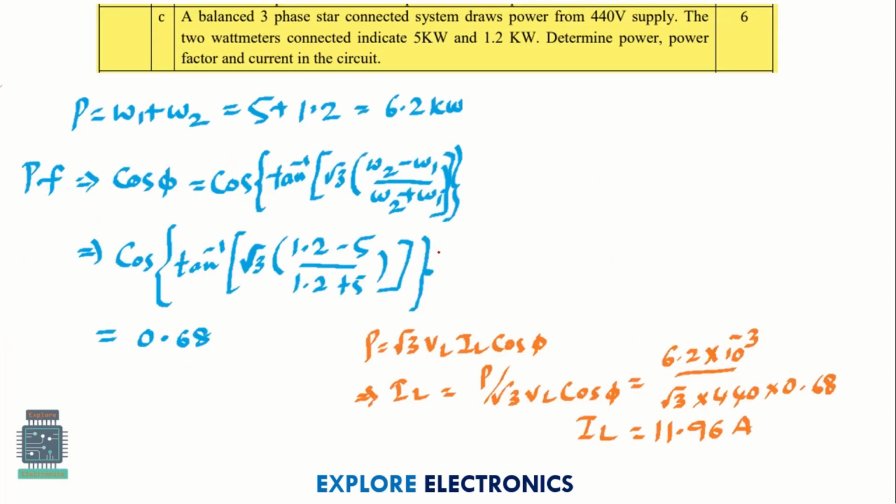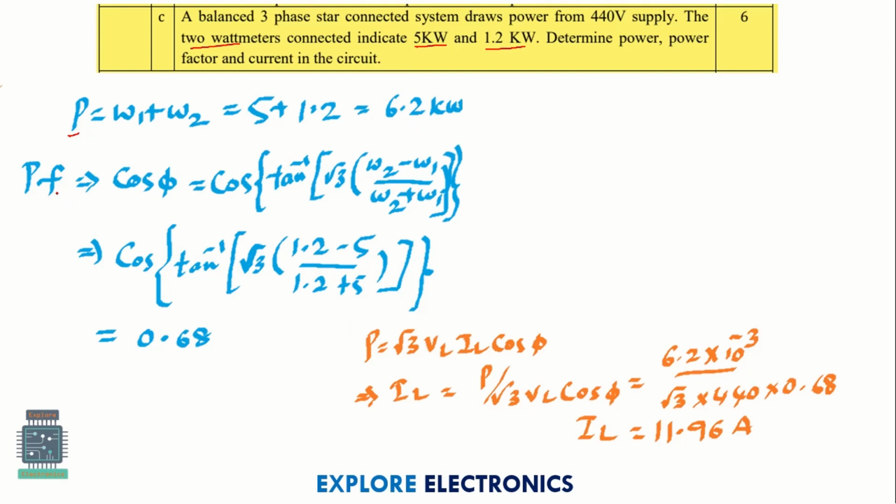Then a balanced three phase star connected system draws power from 440 volts supply. The 2 watt meters connected. Here the problem on 2 watt meters which are connected to indicate 5 kilowatt and 1.2 kilowatt. So determine the power factor and current. This is a direct question. You can go with 2 watt meter. So P is equal to W1 plus W2, that is 6.2 kilowatt.